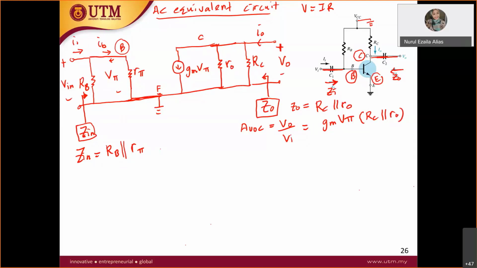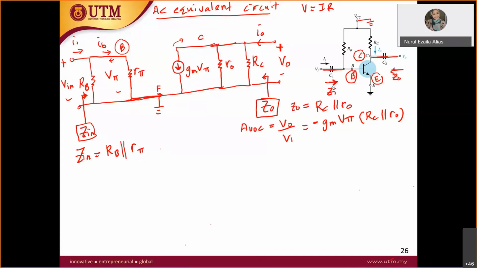But then we have one problem here. The current should be going up in order to get positive V out, but your current is now going down. You should get current going up like this in order to get positive V out. So you have to put negative gm V pi in order to reverse your current direction.